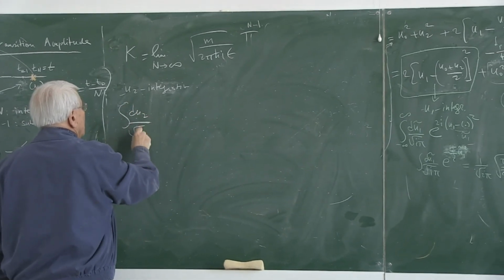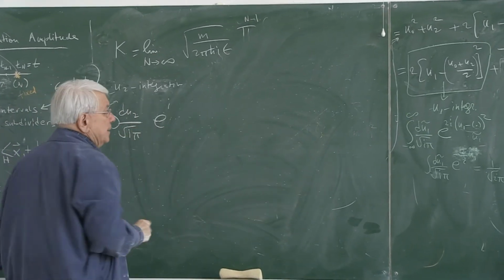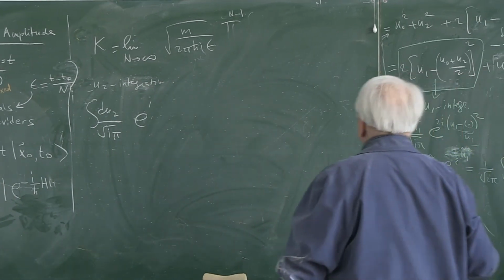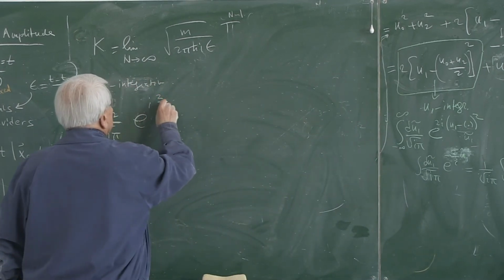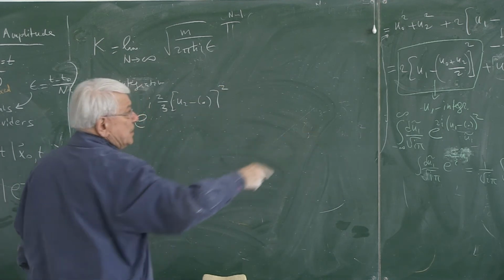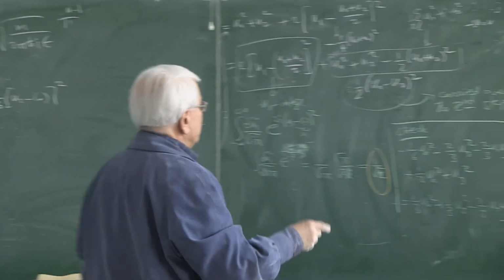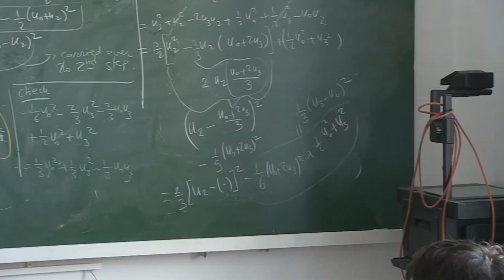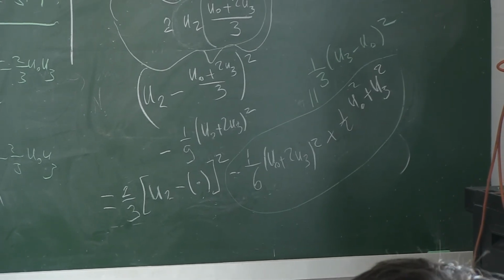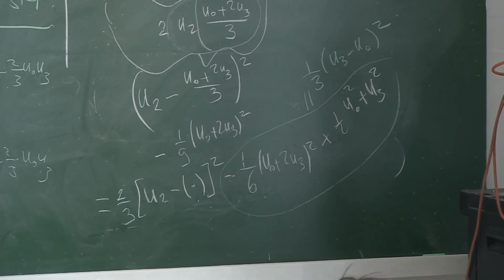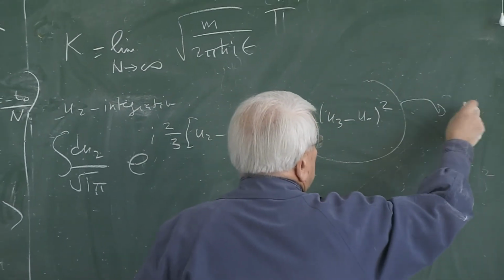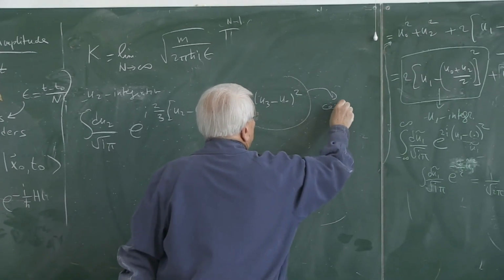du2 divided by i pi, e to the i times 2/3, u2 minus something squared, plus that extra piece. Let me write that extra piece so that I will combine it with the others. Plus 1/3 (u3 minus u0) squared. It's going to be carried over to the third step.